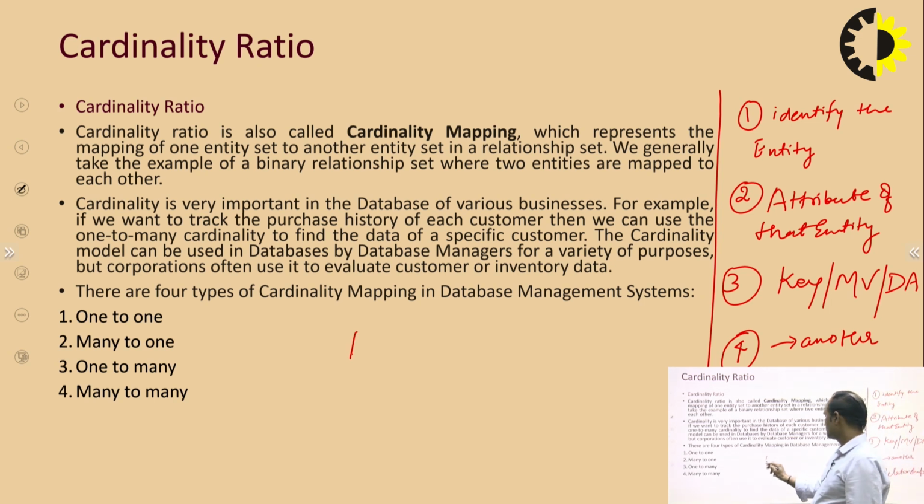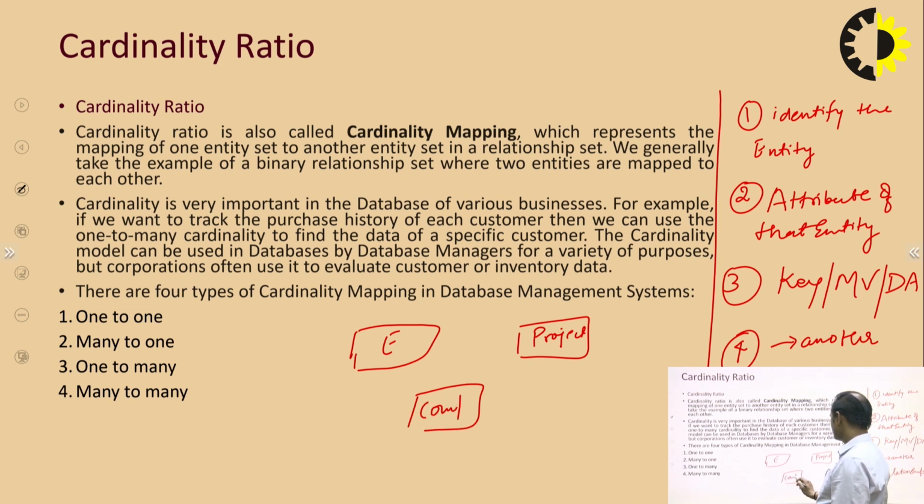Suppose in the employee management system, one entity is employee, another entity is project, and the third entity is company. We can draw the attributes of each of these entities, and these three entities can be connected by relationships, that is, one to one, one to many, many to many, or many to one. This is a practical example of drawing an ER diagram.